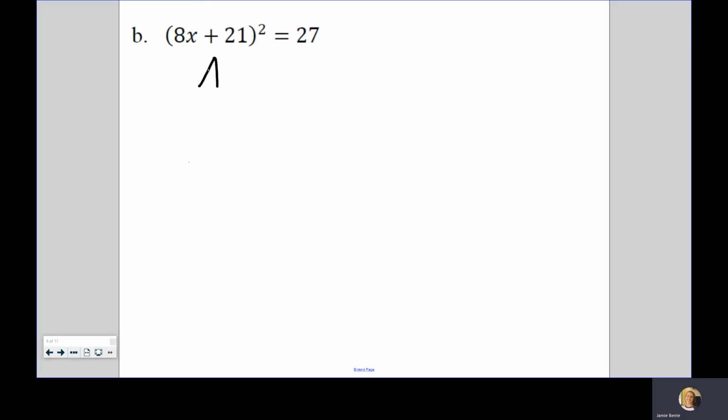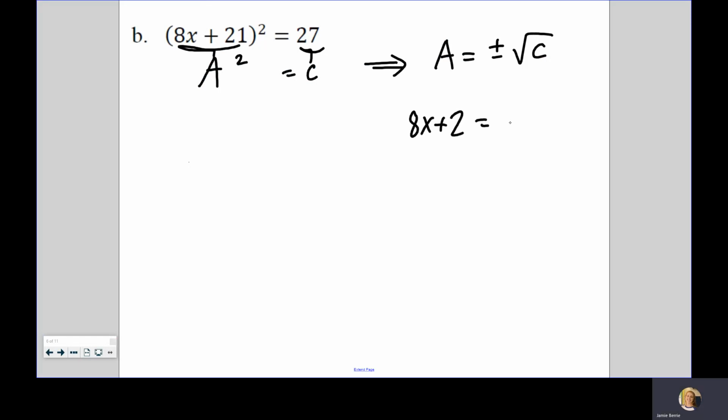So I said I wasn't going to write this out, but I think it is helpful. So here is our formula. It says that if a squared is equal to c, that implies that a must be equal to plus or minus the square root of c. All right, so here a matches up with 8x plus 21. C matches up with 27. So let's plug those in. We said that a is being replaced by 8x plus 21. C is getting replaced by 27.